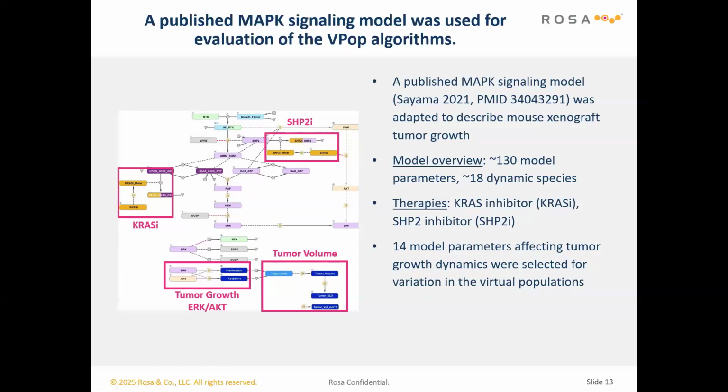The model contains around 130 model parameters and 18 dynamic species and includes representations of KRAS inhibitor and SHP2 inhibitor therapies. For the virtual population analysis, 14 model parameters identified as drivers for tumor growth dynamics were selected for variation.